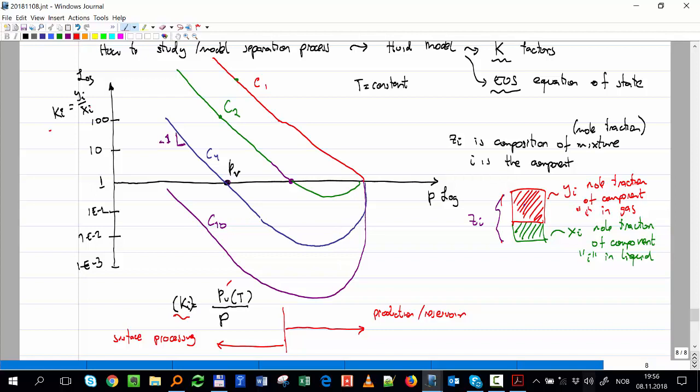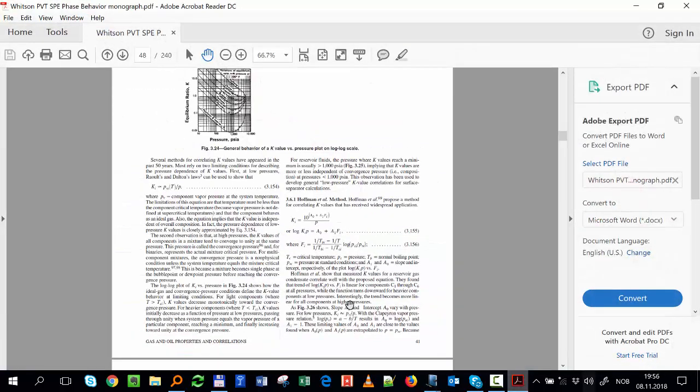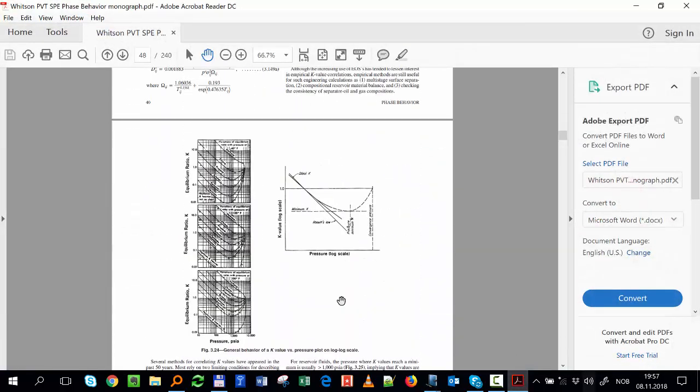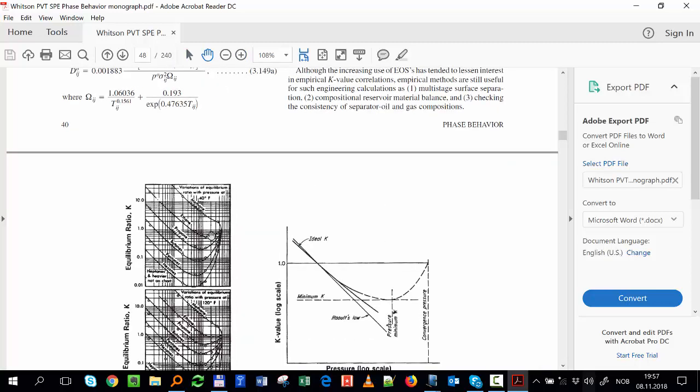If I have, for example, methane, ethane, whatever components you have in the mixture, how they split: how much goes to the liquid and how much goes to the vapor. So let me just take this. You see you have different Ks, these are different temperatures, and you have different ethane, propane, butane.